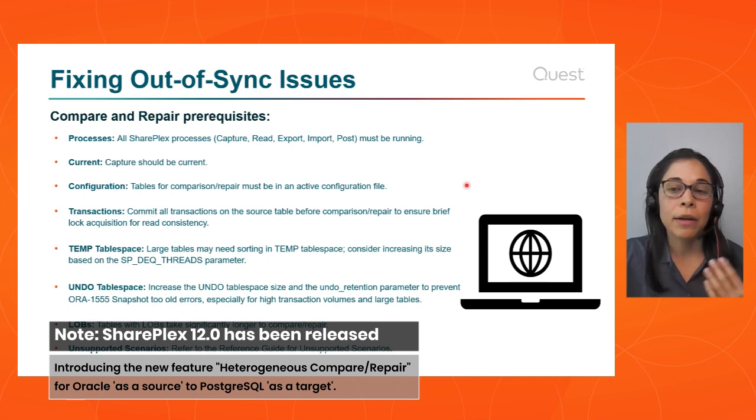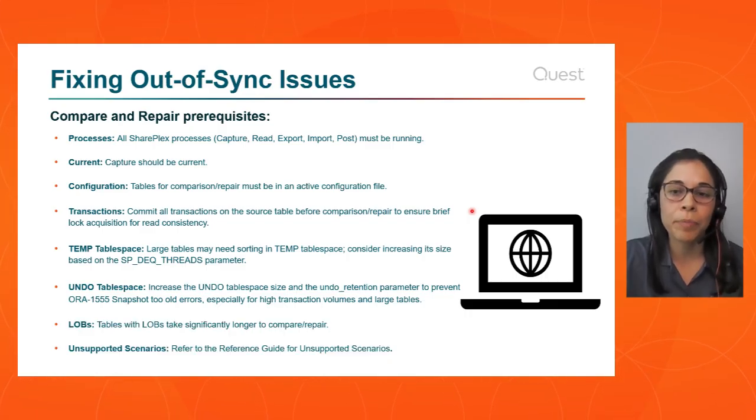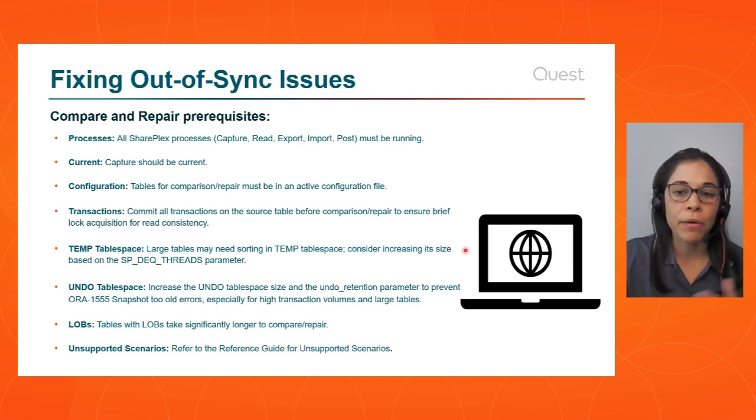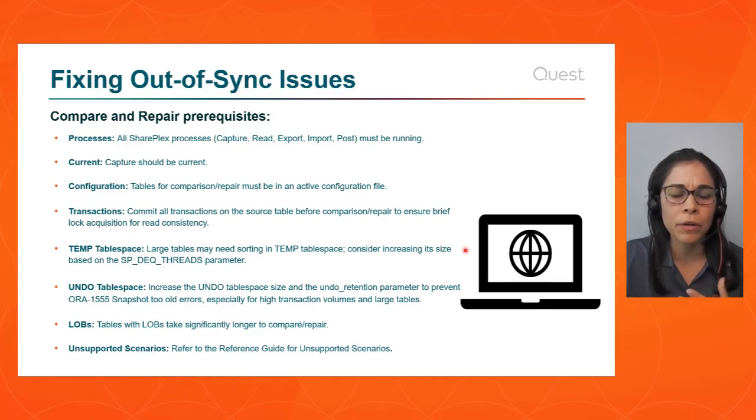Only the tables that are included in the active configuration file are allowed to be compared and repaired. Any uncommitted transactions on source tables should be resolved, because they can prevent the compare and repair process from obtaining read consistency. For a large table, you can increase the temp tablespace if necessary, based on the threads that you are using for the compare and repair process. You can check the threads in the SP_DEQ_THREADS parameter. Find more information in the reference guide for this.